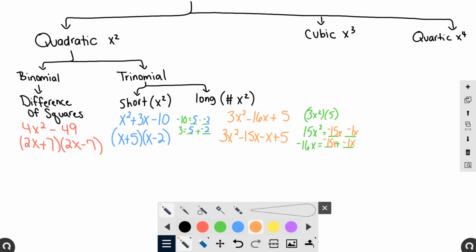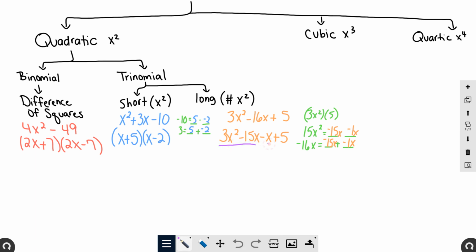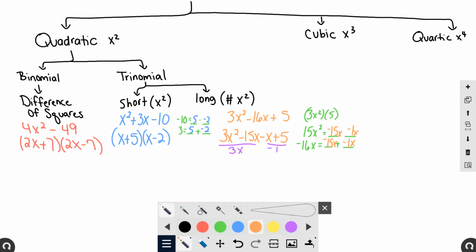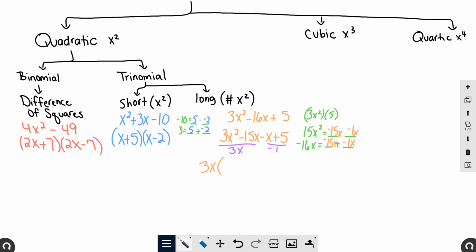Group them. That's right. So we're going to group our first two, group our last two, and look for the GCF. What's the GCF of the first two? 3x. What's the GCF of the last two? -1. Good, because remember that little trick. If the first term is negative, we have to factor out a negative and change the sign. So let's factor out that 3x from the first two terms and a -1 from the second two terms.